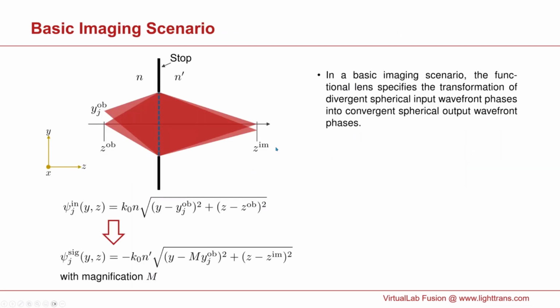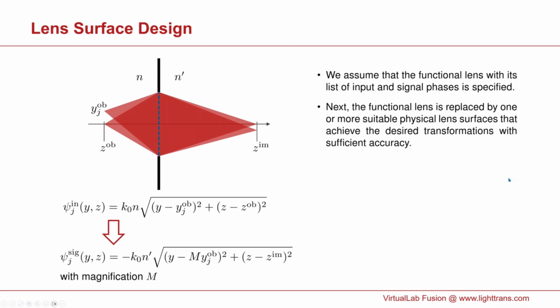In a basic imaging scenario, the lens function is specified by transformation of divergent input wavefront phases into convergent spherical output wavefront phases. The mathematical form is given here. We assume now that the functional lens has been specified. It means we know what kind of imaging situation we would like to obtain. So the M is specified, etc.